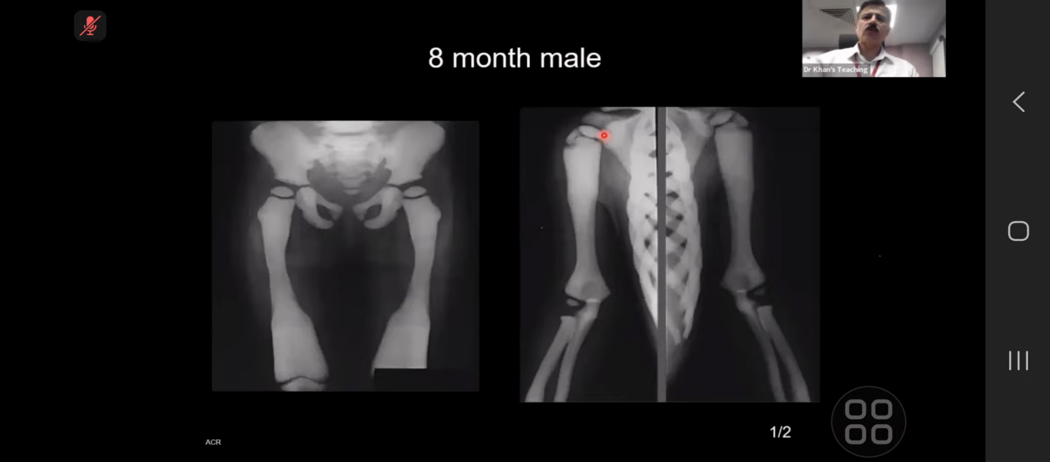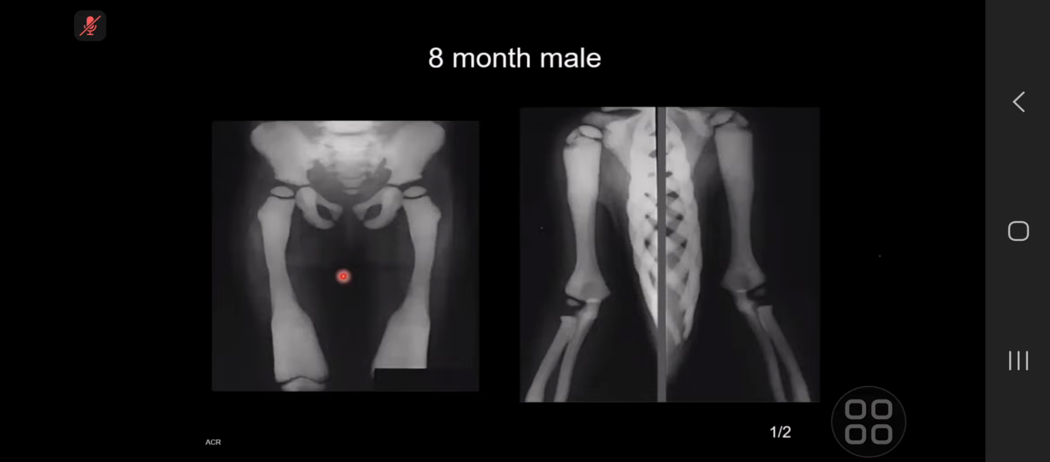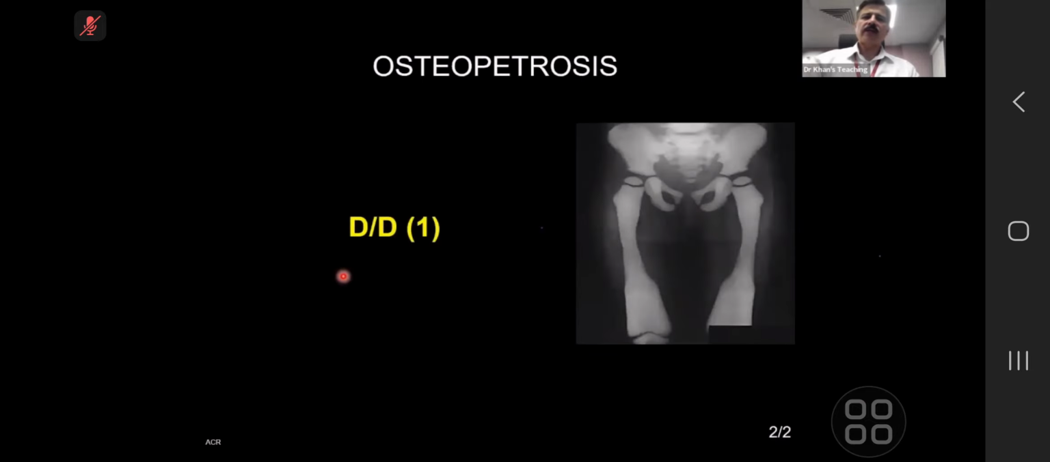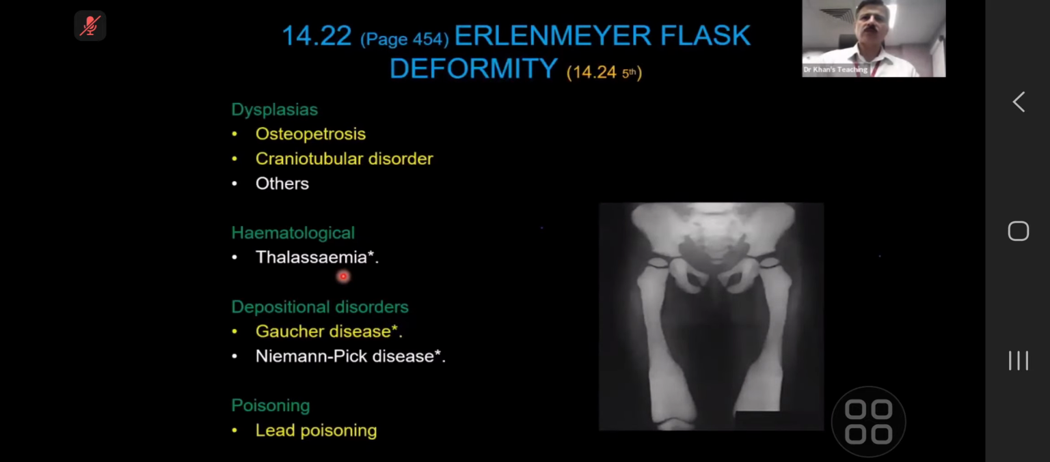This is another case of osteopetrosis. Can you just describe to me how will you describe this thing, Timur? It's flask shape. Excellent. So this flask shape means that there is an issue with modeling of the femur, remodeling. And there is a bit of a differential diagnosis for this. Erlenmeyer flask deformity. And you have to remember these because they can also come in the exam. Osteopetrosis is one of them. Thalassemia, Gaucher's and lead poisoning are the others.